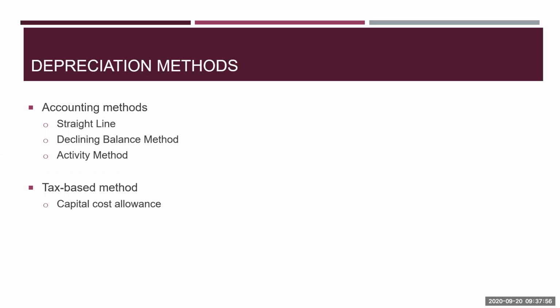For depreciating our capital assets, we have different types of methods available: the accounting methods and the tax-based methods. What we use in our books from the accounting perspective is different from what CRA uses for tax purposes when they calculate depreciation. On the accounting side, we use straight line, declining balance, and the activity-based method. From the CRA's perspective, they only use the CCA method, the capital cost allowance.